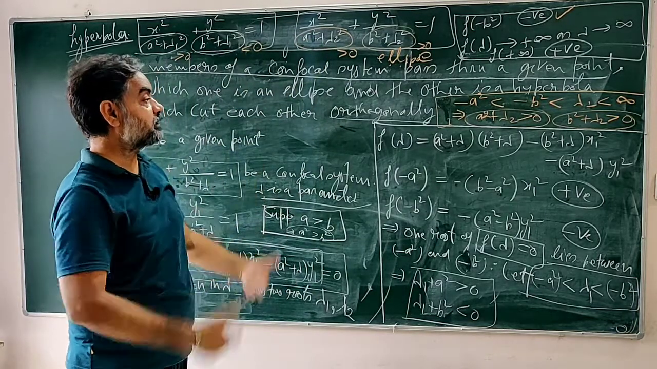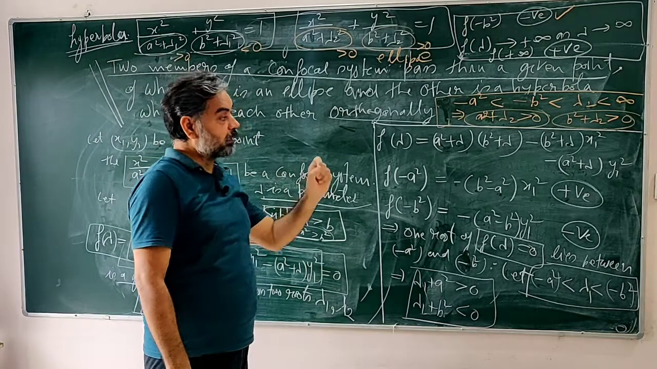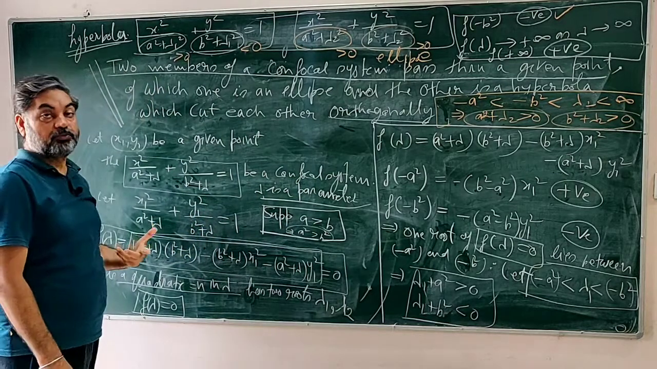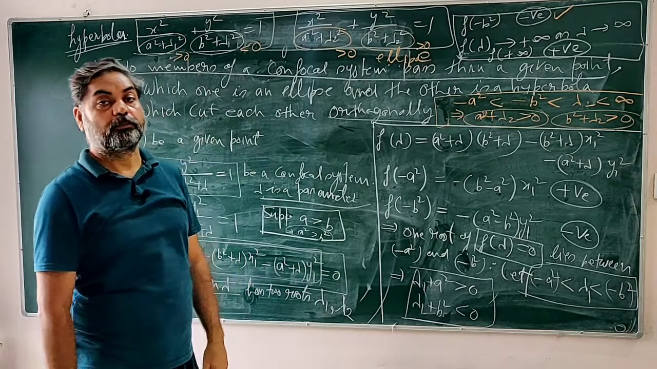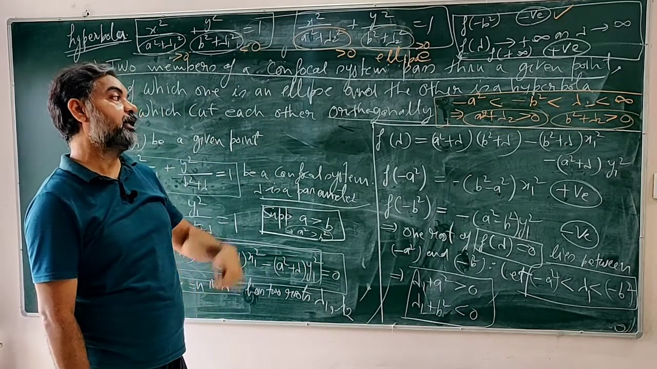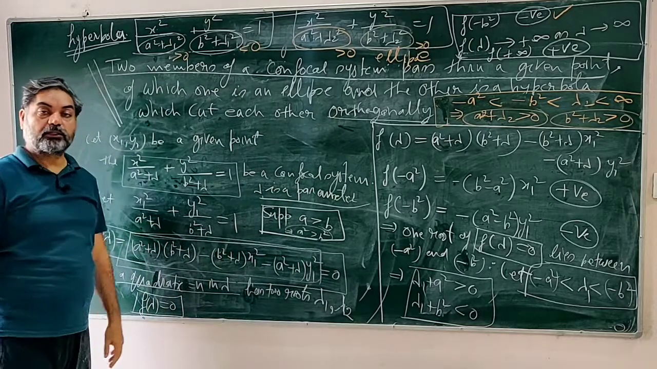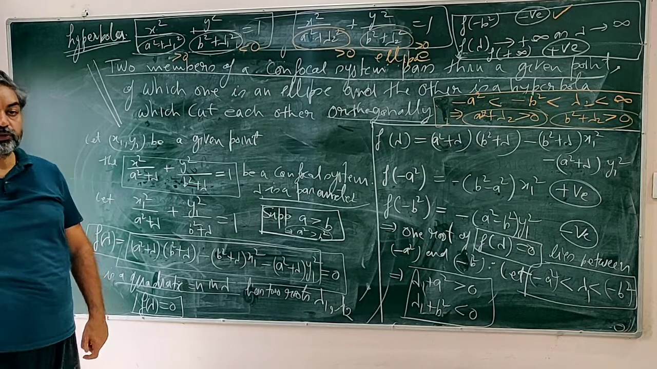So if you have a system of confocal conics, and if you are given a point x1, y1, then two confocal conics pass through that point, and out of those two confocal conics, one would be a hyperbola and the other would be an ellipse. That we have shown.